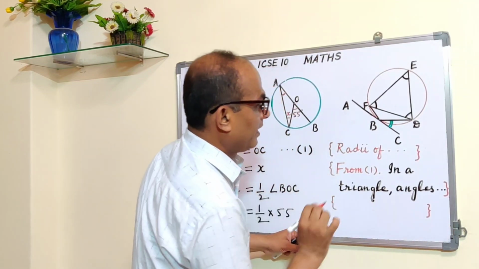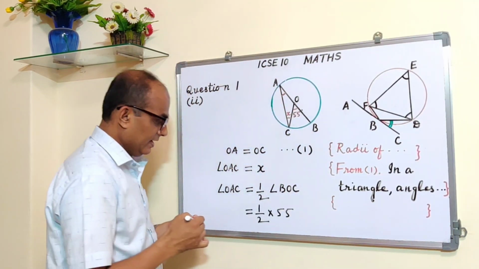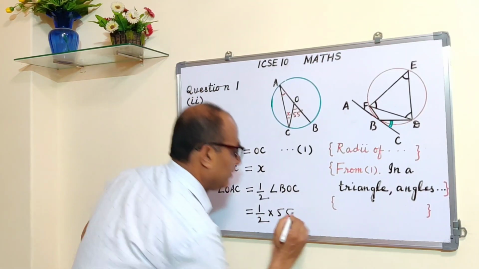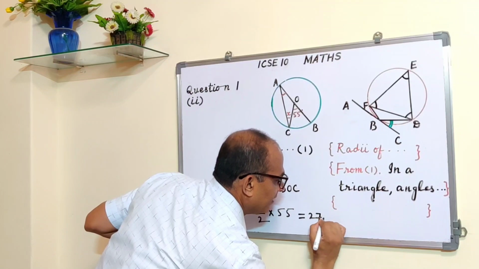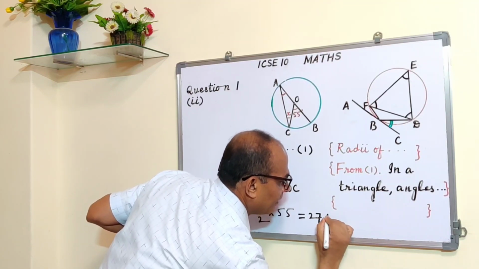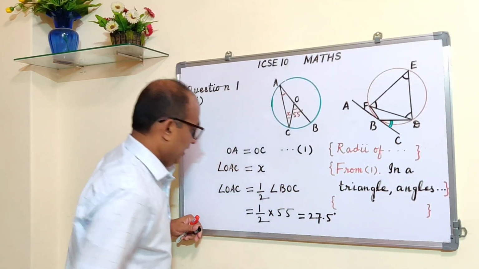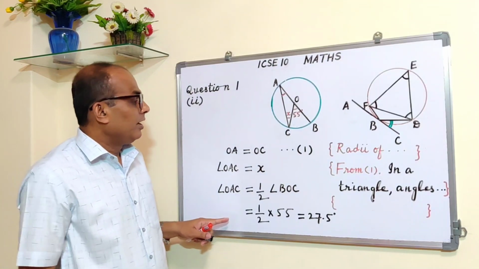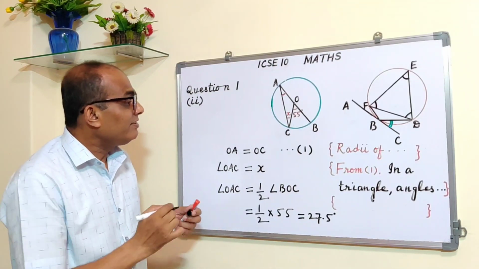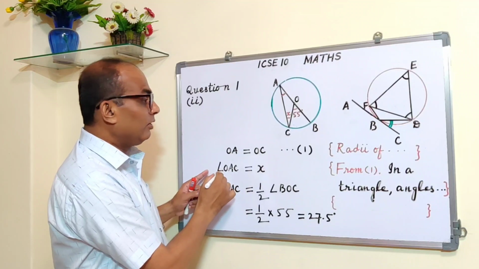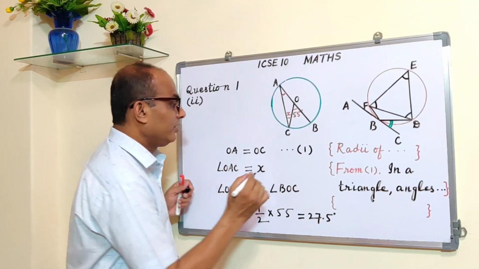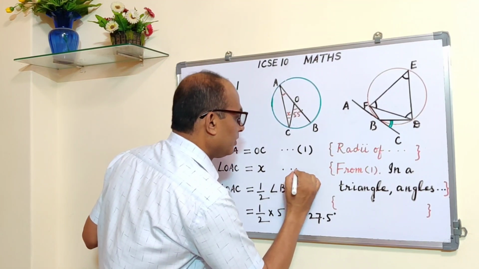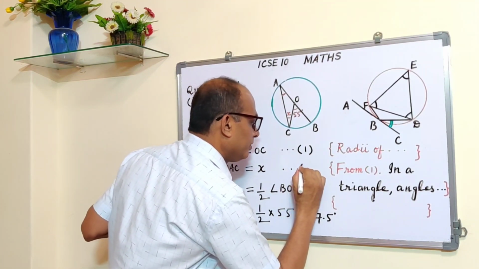Fine. That I am leaving for you, please write down. And this gives you 27.5 degree. This is angle OAC. But you can see here we have mentioned that angle OAC is equal to x. You can call this equation number 2.